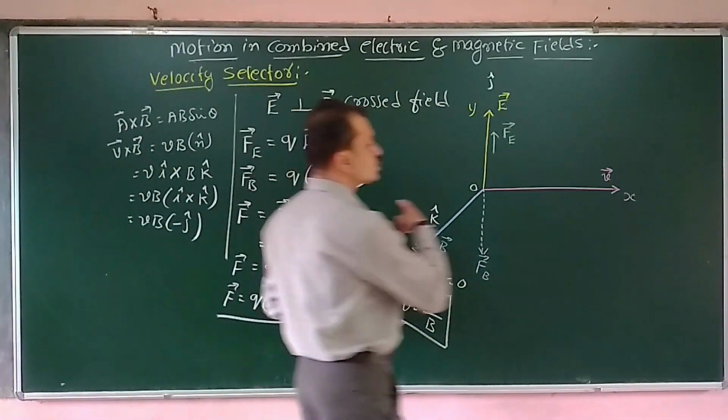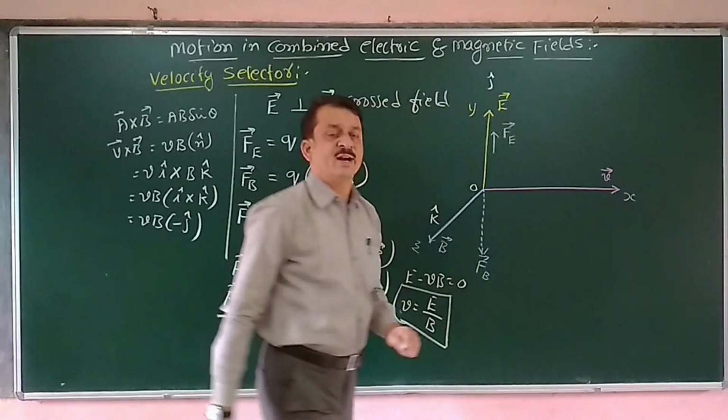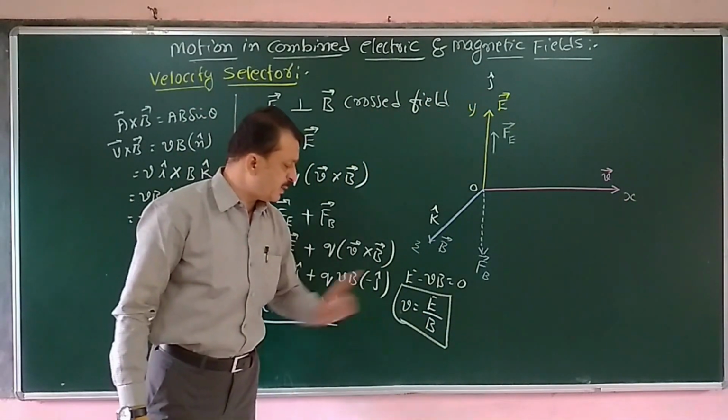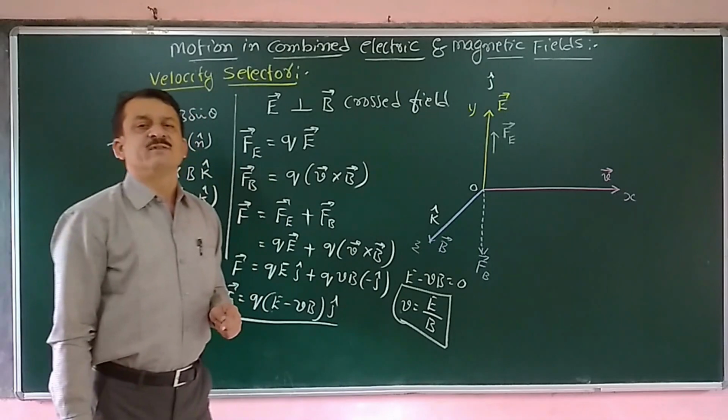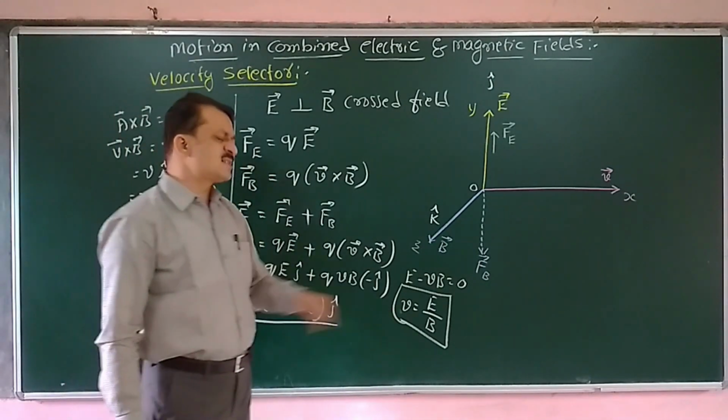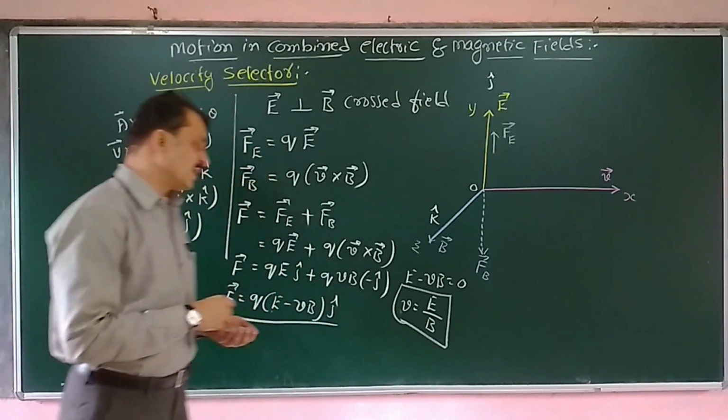Therefore it moves undeviated, and hence this ratio of E by V is called the velocity selector. We call this the velocity selector.